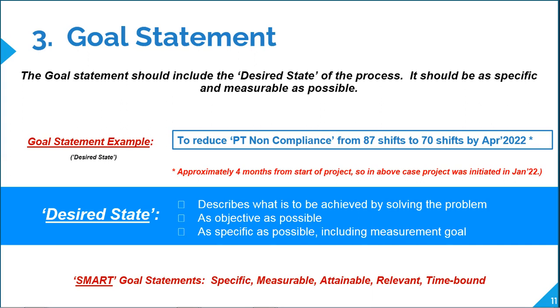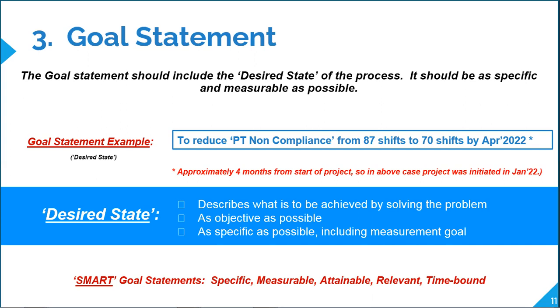So we have started the project, or we will start the project, roughly in January 2022, and we are expected to finish it by April 2022. So roughly in three and a half to 4 months, we can finish a Six Sigma project. We shouldn't be taking more than 3.5 to 4 months to deploy a Six Sigma project. Even lesser is better, right? So that's about the timeline.